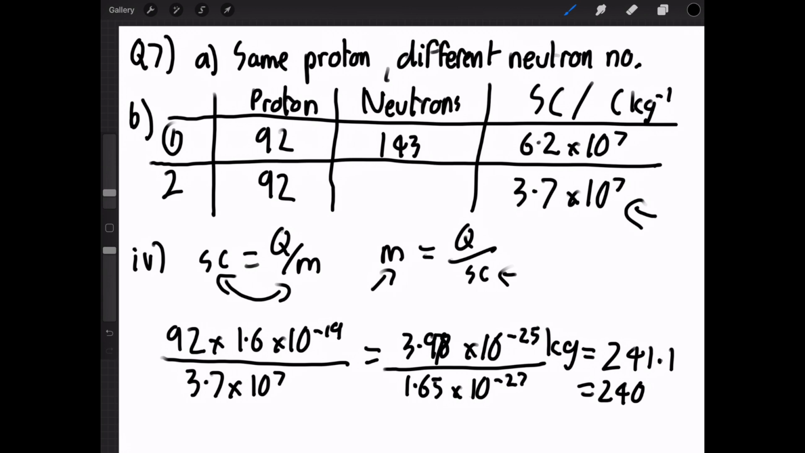Now be careful, that is the nucleon number, not the neutrons. So to get the neutron number from that, I simply need to take away my 92. So 240 minus the proton number, 92, which gives me 149 neutrons. So I can put my answer in here, 149. That's it.